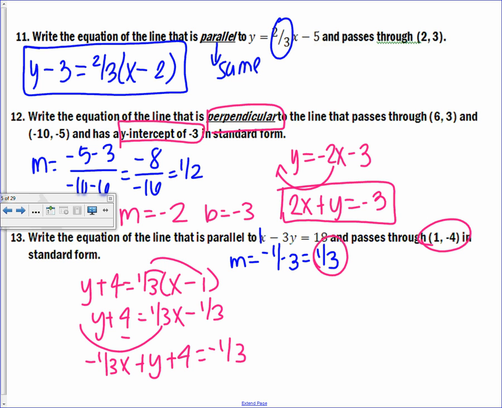Then I need to get my numbers together. So I'm going to subtract my 4. So I'm going to have -1/3 x plus y equals -13/3.